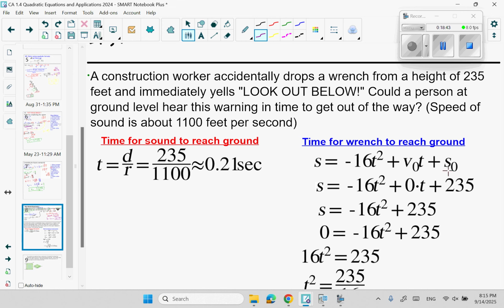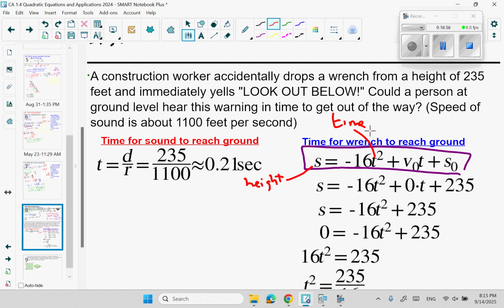Now, this equation right here comes up a lot in a couple different iterations. This is all about free fall. S is height. T is obviously going to represent time. Same with this T. V sub 0 is velocity at the start, so start velocity. And S sub 0, well, if S was height and V sub 0 was velocity at the start, S sub 0 is height at the start.